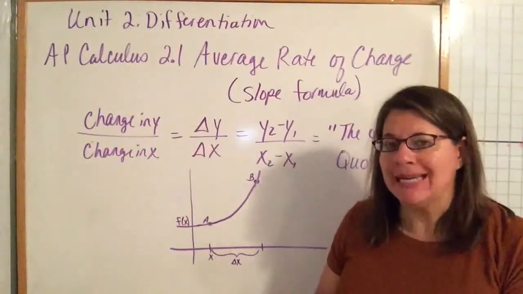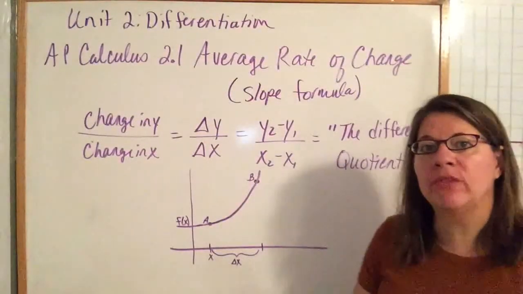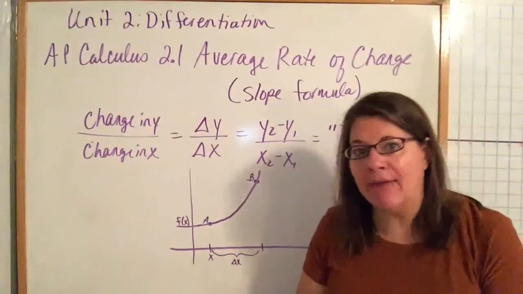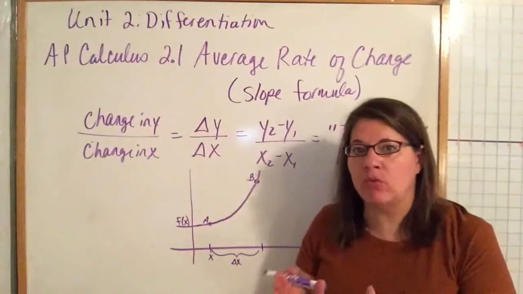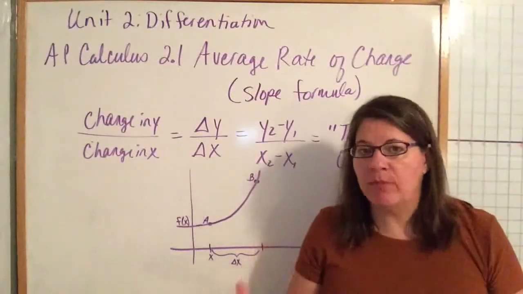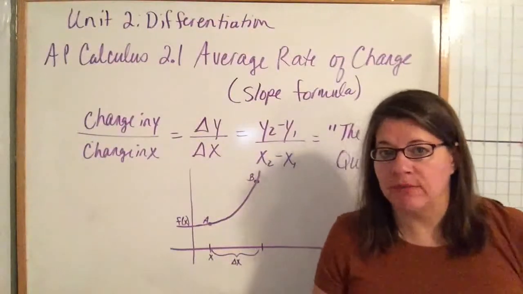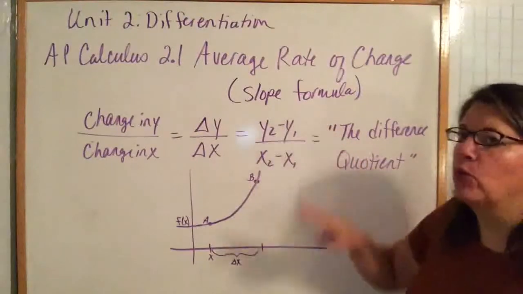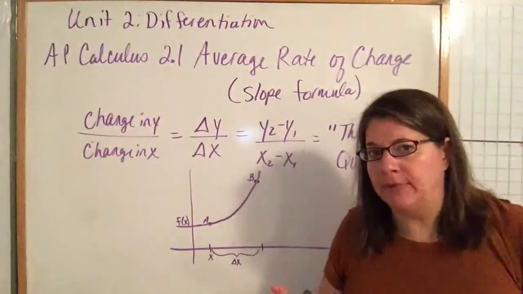What points you plug into that slope formula are going to depend on what they're telling you within the problem. But you need to understand that anytime you see the words average rate of change, you're going to use the slope formula for some of the ordered pairs within that function, okay? So we need to talk about what the slope formula means from Algebra 1.